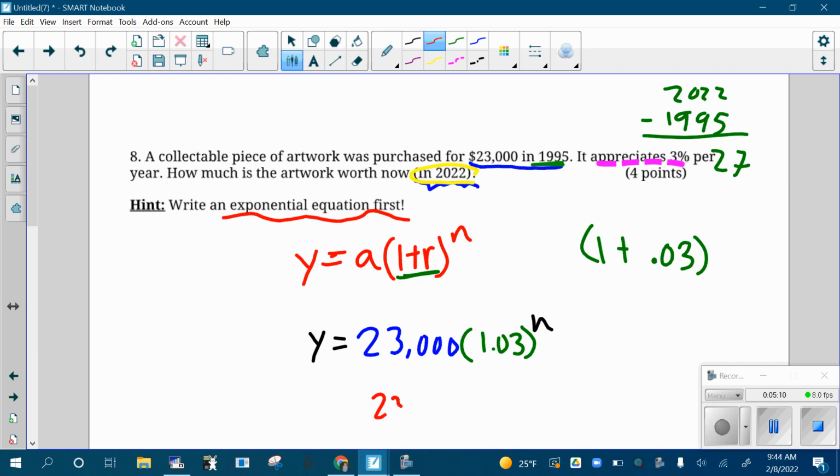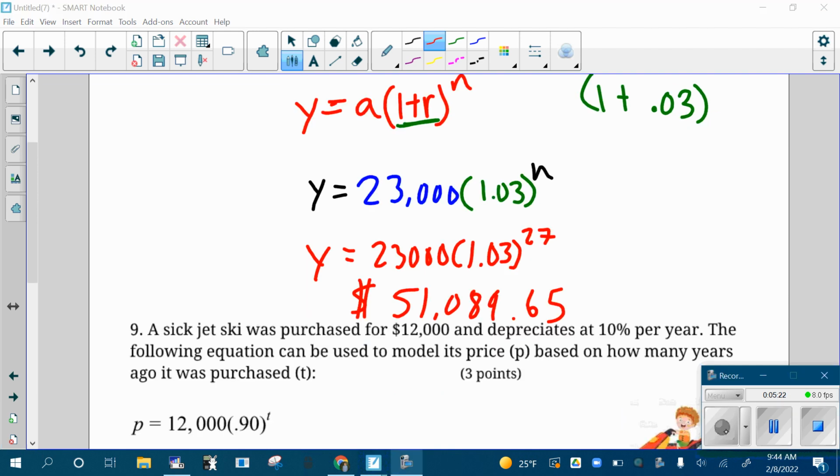So when I go to figure out how much the artwork is worth now, I'm going to plug in 27 for n. Totally something that you should toss in your calculator. Okay, throw that in your calculator. You should get out $51,089.65. We're talking about money, so make sure you keep it to 2 decimal places, because that's how they always measure cents, and that's how they always measure money.